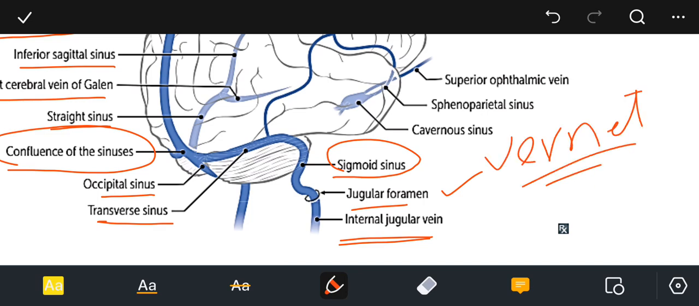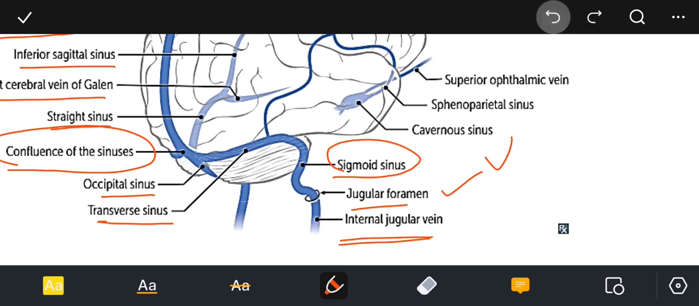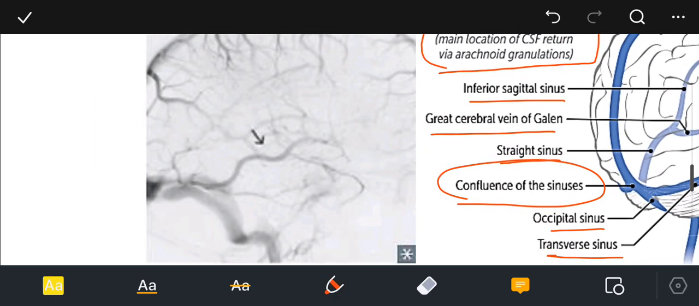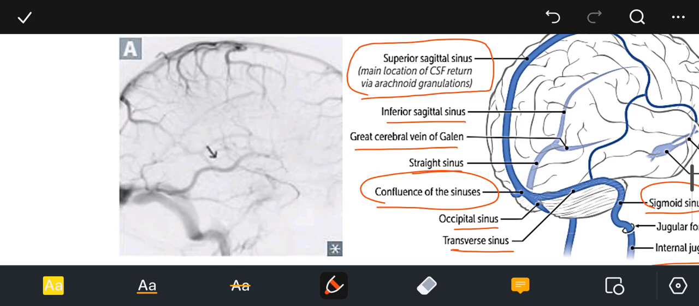Vernet syndrome will occur if there is some obstruction in the jugular foramen. Then we have the cavernous sinus. Cavernous sinus is also draining ultimately into the internal jugular vein. Then there is the sphenoparietal sinus and superior ophthalmic sinus and stuff like that. And this is an angiogram of the sagittal sinuses.